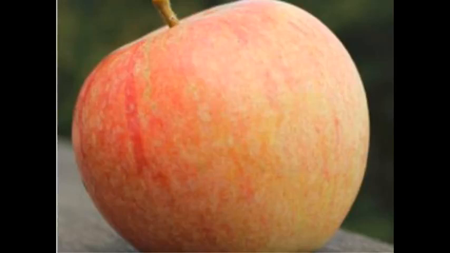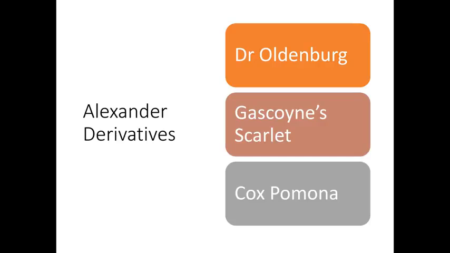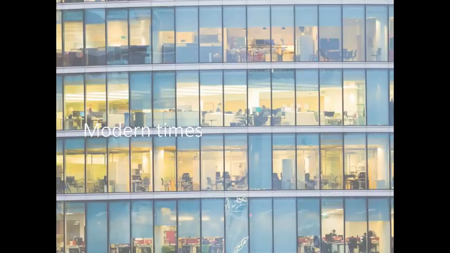Which brings us to the next one. Another pineapple-flavored apple, Ananas Rennet. Ananas Rennet is a pineapple-flavored apple, and it's been utilized in a small number of cultivars, mostly in Germany. But you can still get one around here. Dr. Oldenburg is a hybrid between Alexander and Ananas Rennet. So this is pretty good.